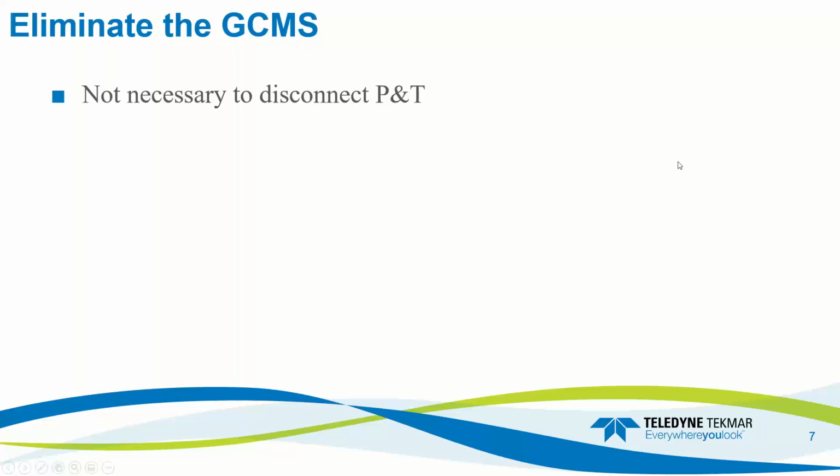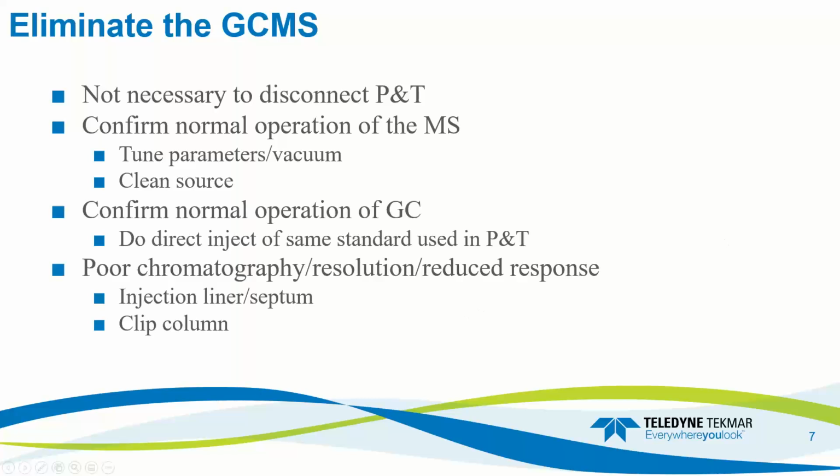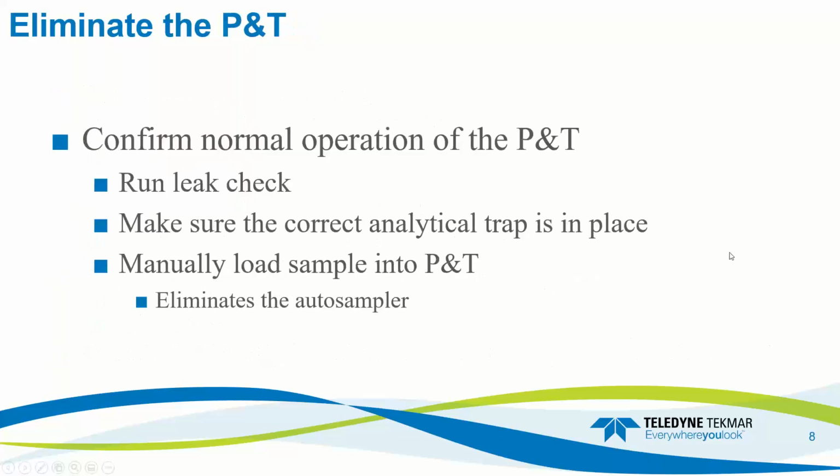In order to eliminate the GCMS, it's not necessary to disconnect the Purge and Trap because it's cut into the inlet line of the GC, that carrier gas line. And you want to confirm normal operation. You want to make sure that it's passing the BFB tune. If you see poor chromatography with a direct inject, you know that the problem lies within the GC, in the liner, or the column. Now, once you confirm it's not the GCMS, you can then proceed to the Purge and Trap.